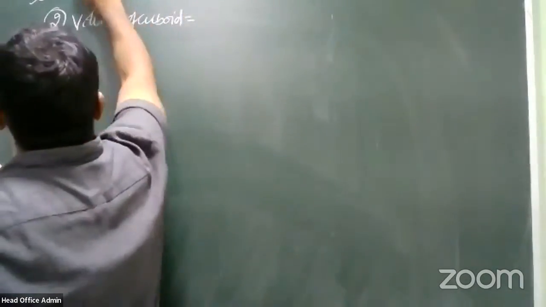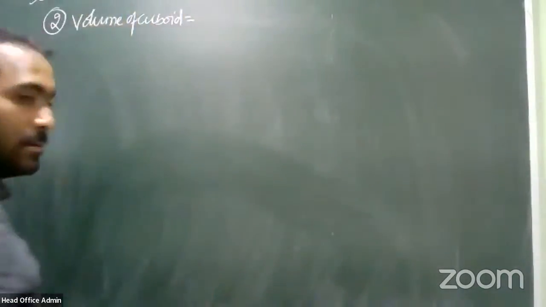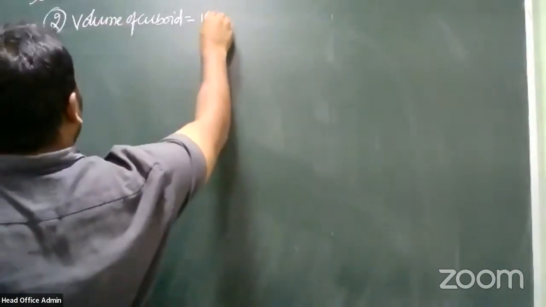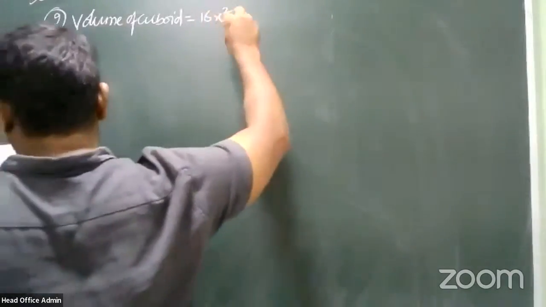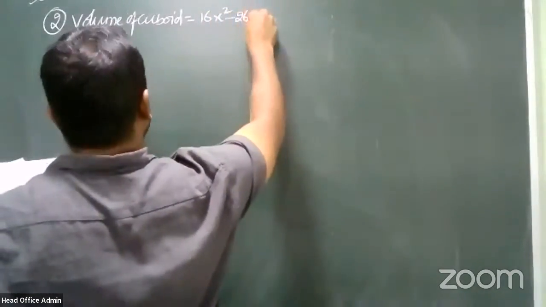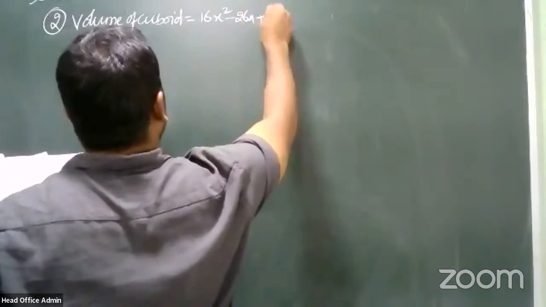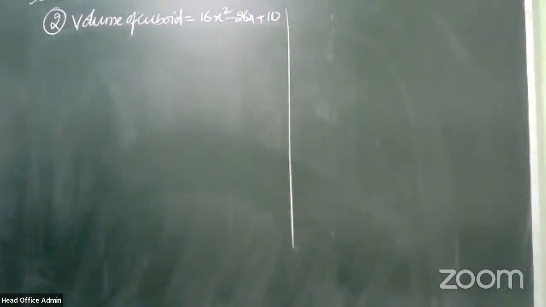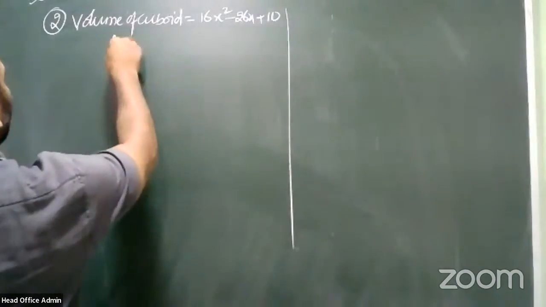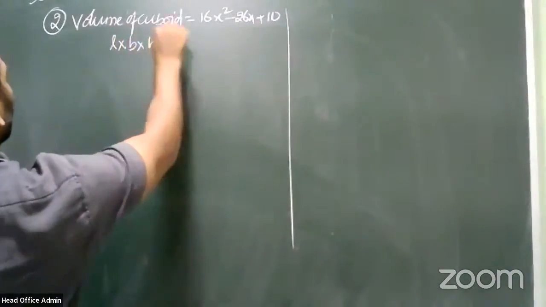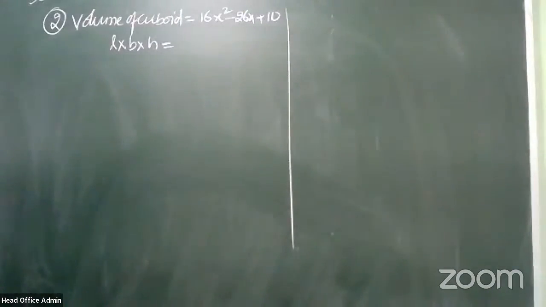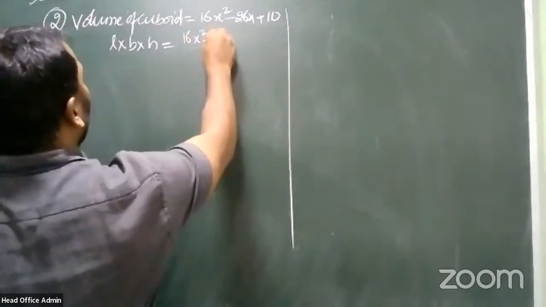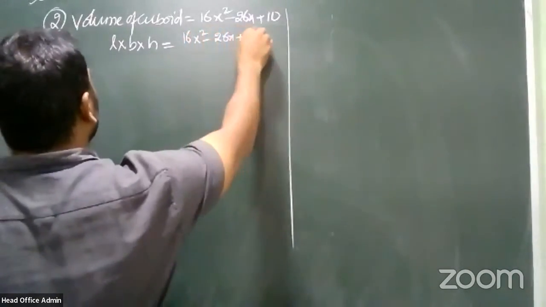The volume of the cuboid is equal to 16x square minus 26x plus 10. So what is the volume of cuboid formula? Length into breadth into height. That is 16x square minus 26x plus 10.